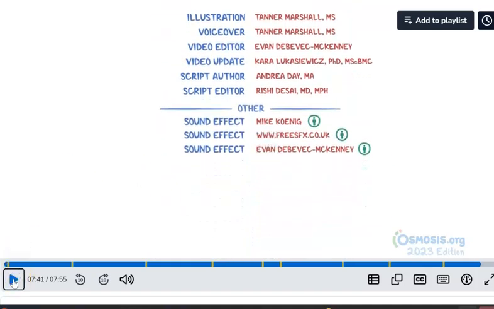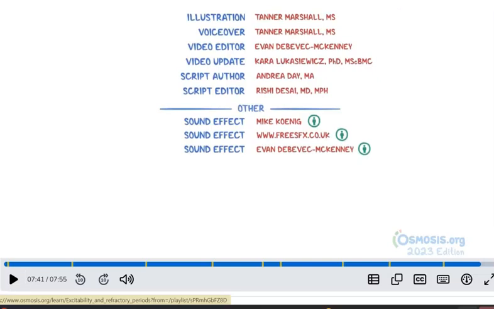That is helpful to understand then the difference between the 99% of the cardiac myocytes and then the pacemaker cells. Next, we're going to jump into the video then about excitability and refractory periods, and then we'll talk about what the book thinks about this too.